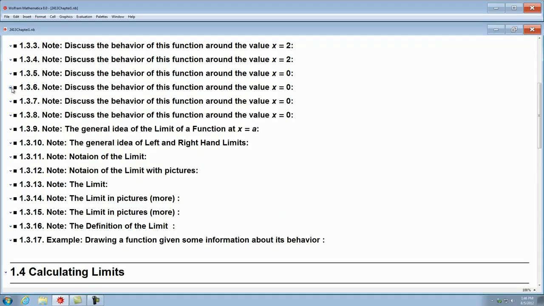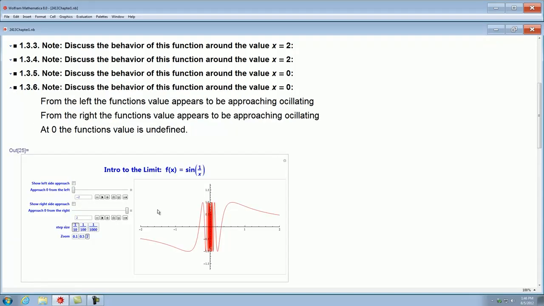All right, how about this one at 0? Whoa, this is some crazy stuff happening here. So sine of 1 over x. Let's talk about what's happening at 0 first. At 0, the function is undefined because you have 1 divided by 0, which is undefined. So the whole function is undefined at 0. But as we get closer to 0, some craziness is happening.